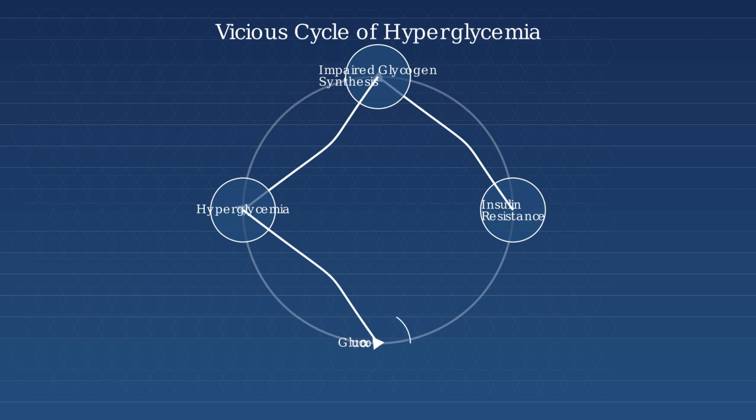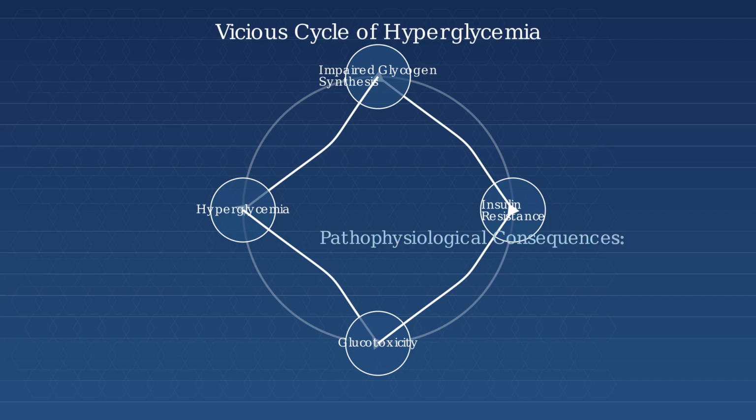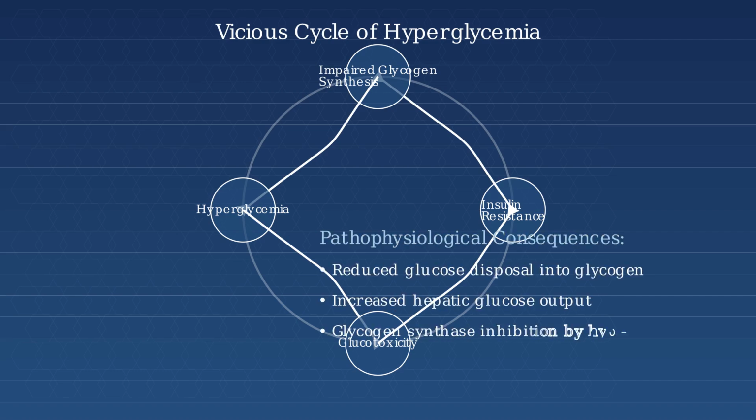Chronic hyperglycemia causes glucotoxicity, which further damages cells and worsens insulin signaling. Finally, this glucotoxicity exacerbates insulin resistance, completing and reinforcing the cycle. This cycle has several pathophysiological consequences that worsen diabetic symptoms over time.